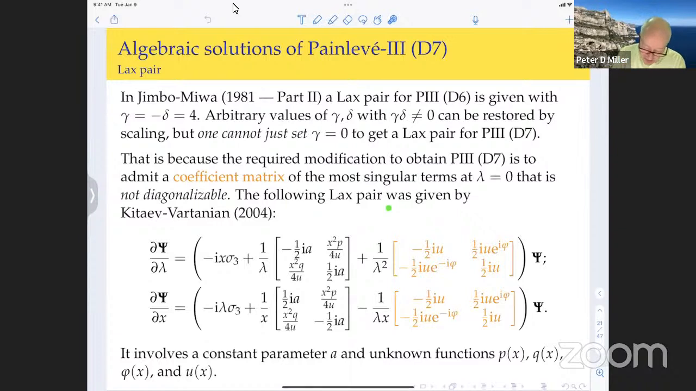So here's a Lax pair that you can find in a paper from 2004 of Kitaev and Vartanian. Here the matrix that used to be diagonalizable with eigenvalues plus or minus 1/2 i x is now a matrix with trace and determinant both equal to 0. So this is a non-diagonalizable and non-invertible matrix. This Lax pair involves a constant parameter A, right here on the diagonal in these two matrices, and unknown functions P, Q, phi, and U of x.